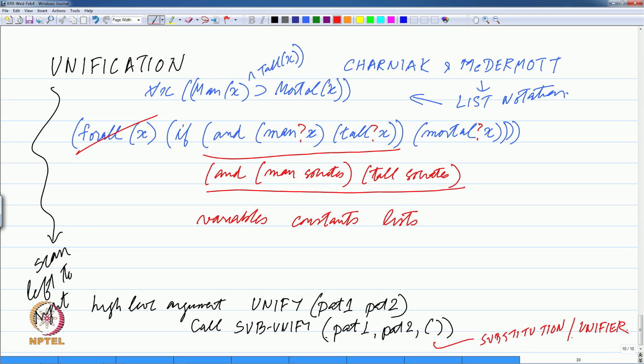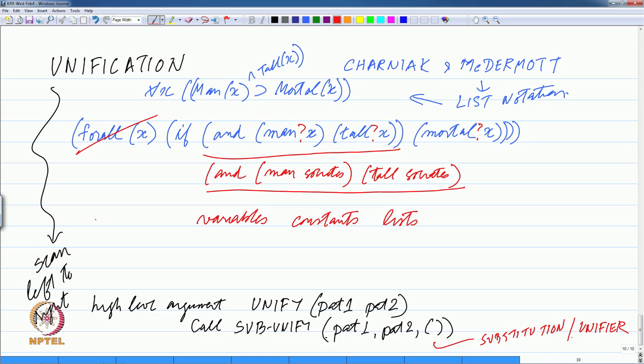So, we will essentially scan the two inputs pat 1 and pat 2 left to right. Left to right is only incidental, because typically algorithms have to do it in a deterministic way, and do one of the following: keep building up the substitution essentially. So, when we say pat 1 or pat 2, they are either variables, constants, or lists essentially. So, let us deal with the simpler parts first.